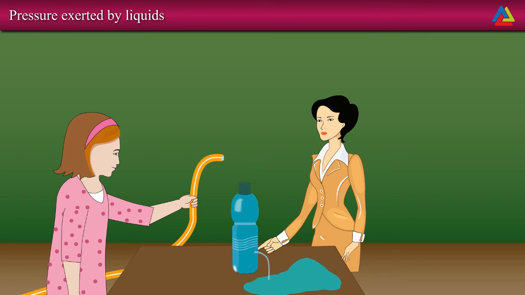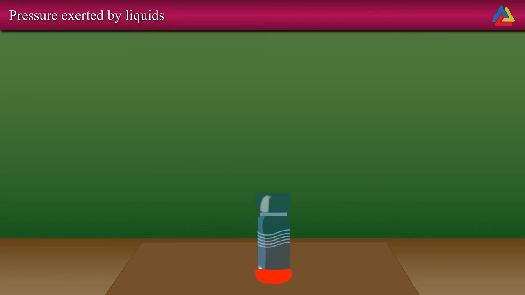This pressure reduces as the height of the water in the bottle decreases. That's correct. The pressure of water at the hole is in direct proportion to the height of water in the bottle. When the height of water is more, the pressure is more.